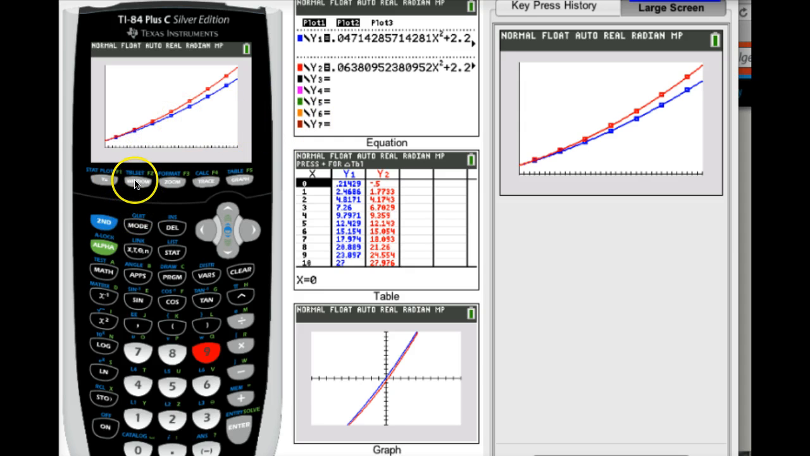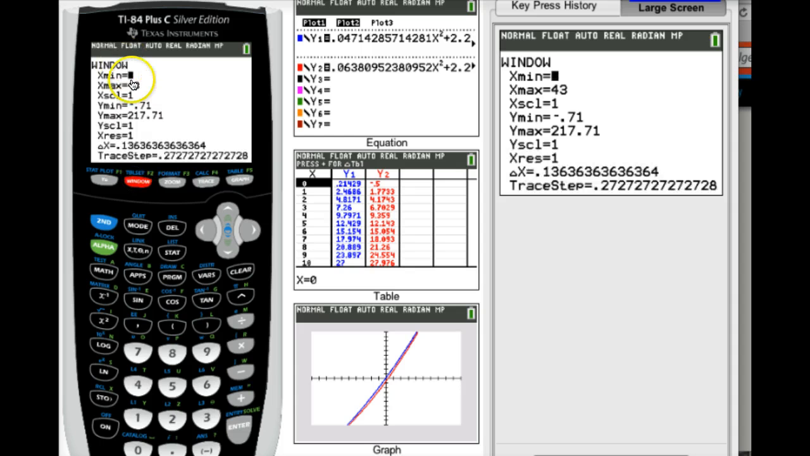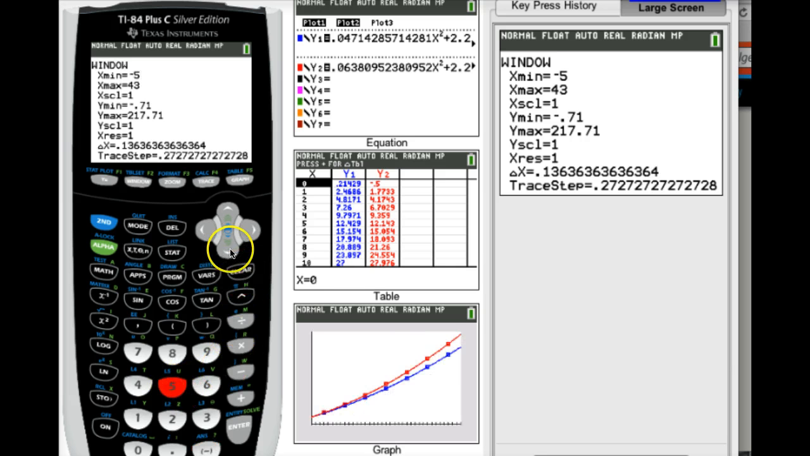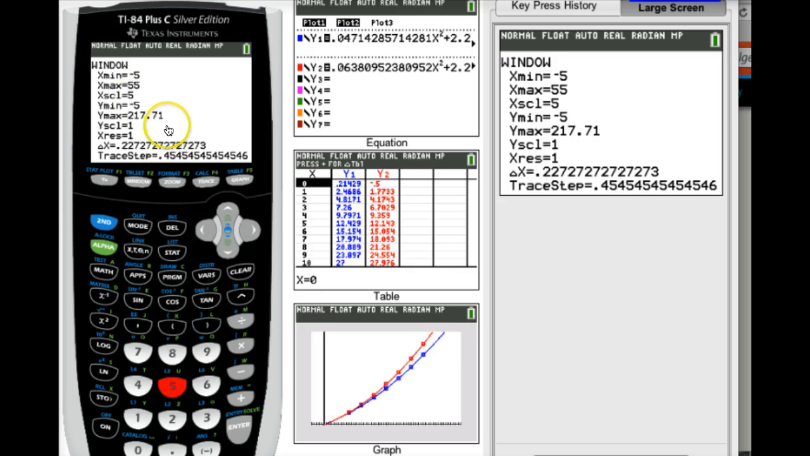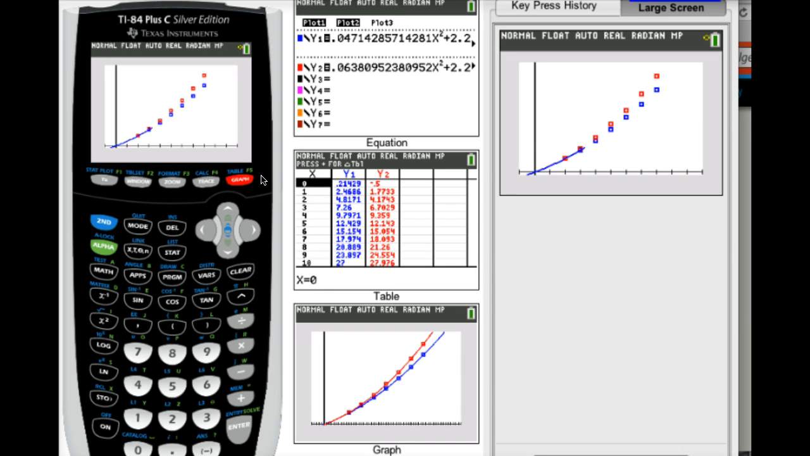So when I go to adjust my window, left is X min, so I need to make this lower. So let's say that I change that to -5. And I change my X max. I need that to be bigger, so let's say I make it 55. X scale, that's just what you're counting by, so let's count by 5s maybe. Y min, I'm going to change to -5. I couldn't tell if I needed more Y max or not, so I'll probably leave that for now and just see what it looks like.